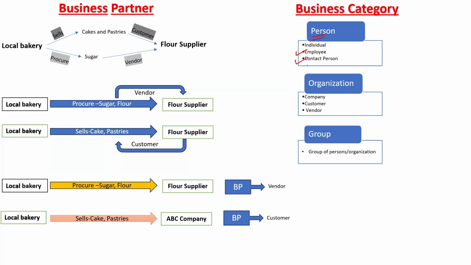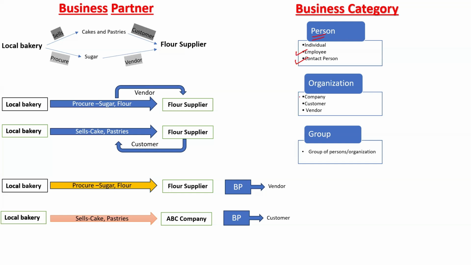Or there is a contact person. So in the next topic, we'll see the BP relationship, where one BP is related to another BP. So for example, there is a salesperson who is responsible for a customer. So that time we will create that salesperson as a business partner in person category.